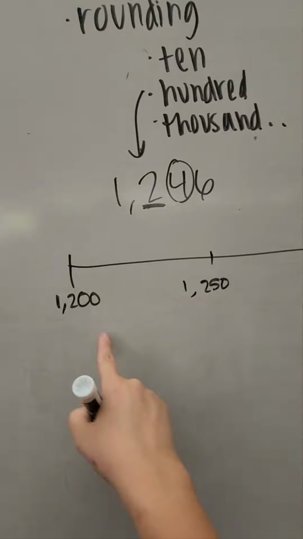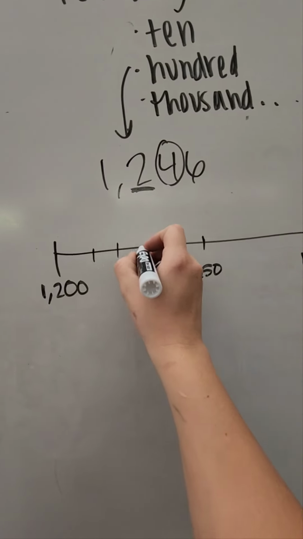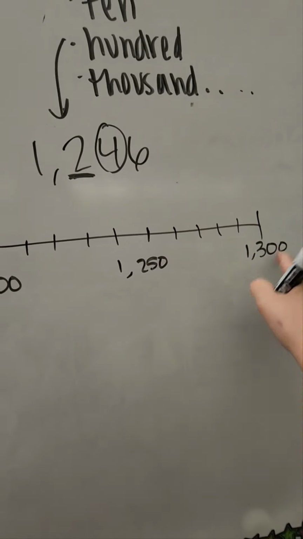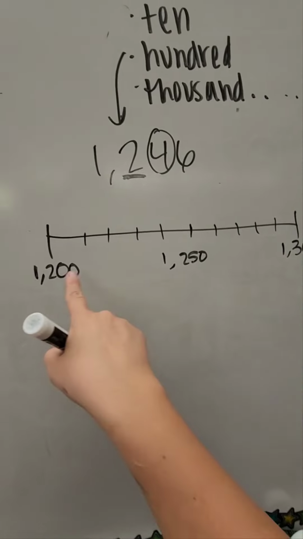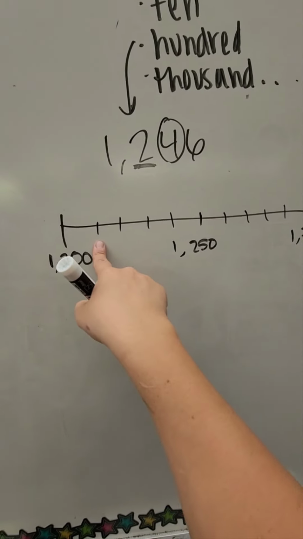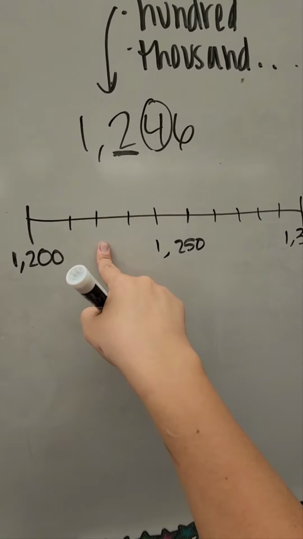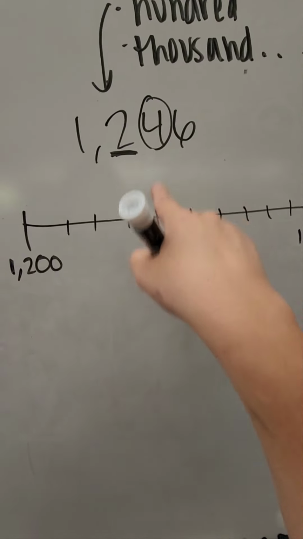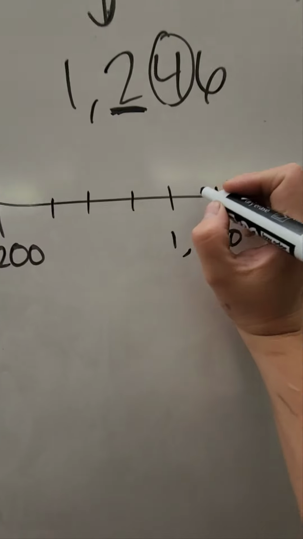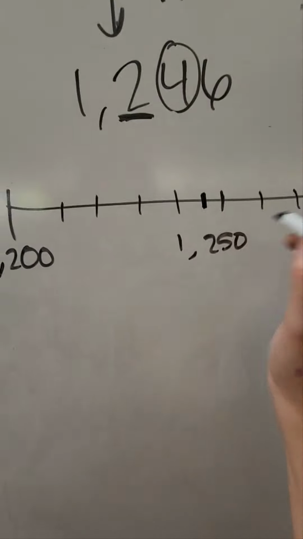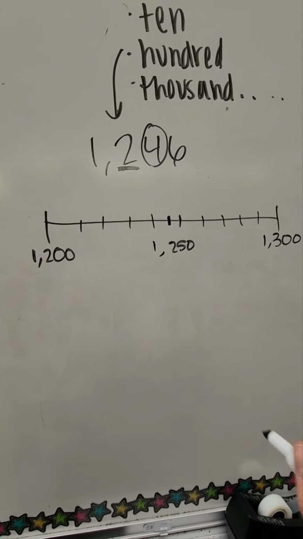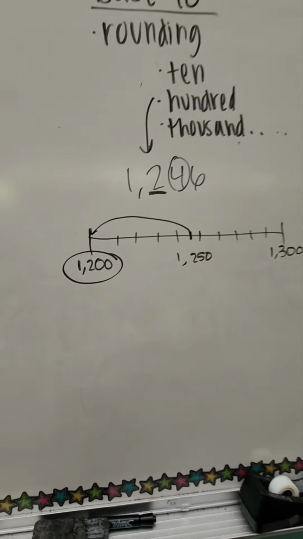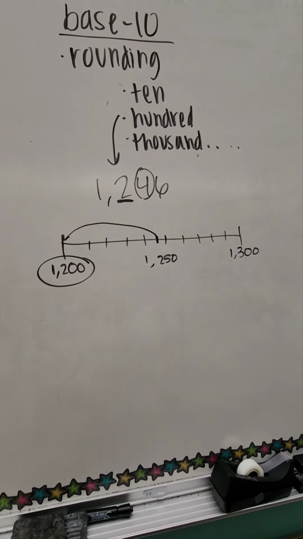So here I'm going to count by tens. So I go 10, 20, 30, 40, 50, 60, 70, 80, 90, 100. So I've got 1,200, 1,210, 1,220, 1,230, 1,240, which is right around where I want to be. So it's about right here. This number is right here on my number line. So it is closest to 1,200. So that's the nearest 100.